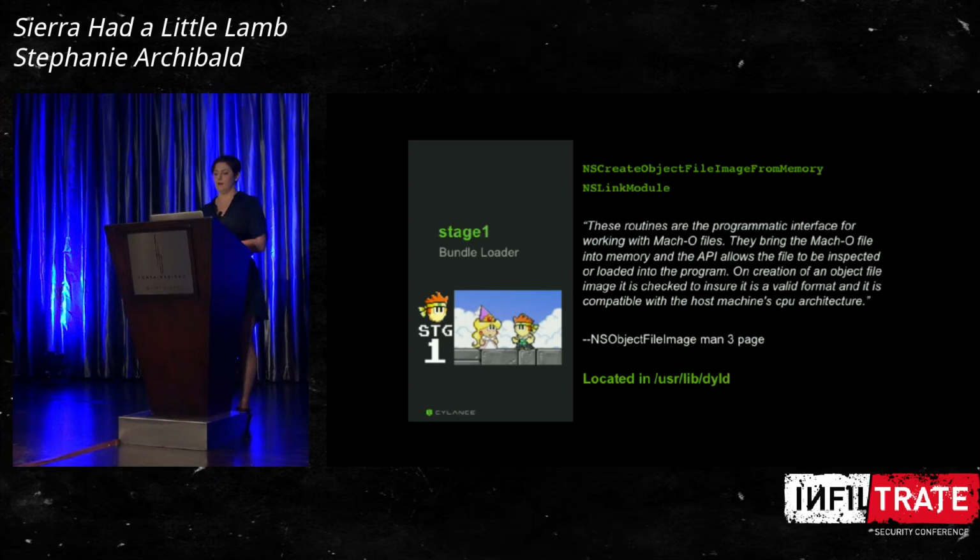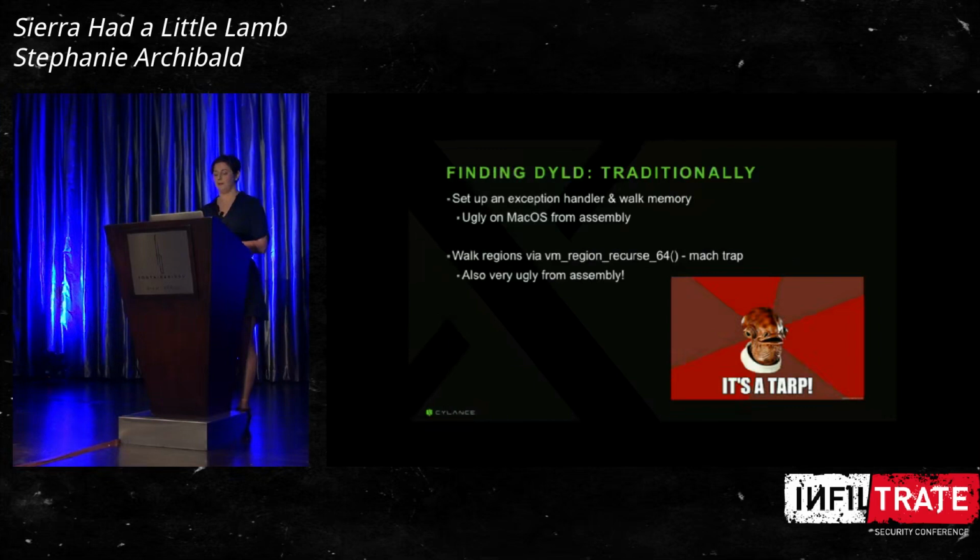The interesting thing to note is that they're located in libdyld, which is loaded for every process that gets executed on OS X. So really what we need to do first thing is find dyld in memory, right? There's a couple of ways to go about it. The really traditional way to do it on other operating systems is to set up an exception handler and walk memory, trying to find allocated memory. Setting up exception handlers on OS X is just really ugly, so I didn't want to do that.